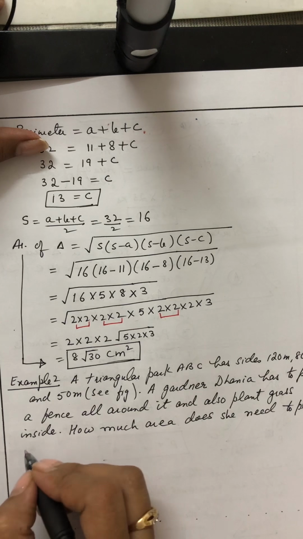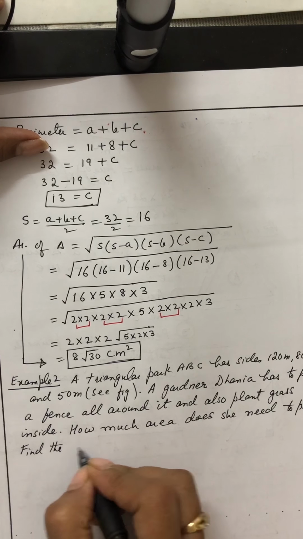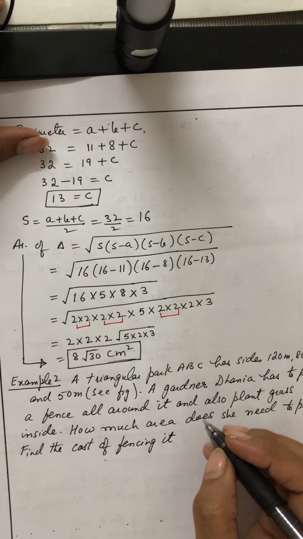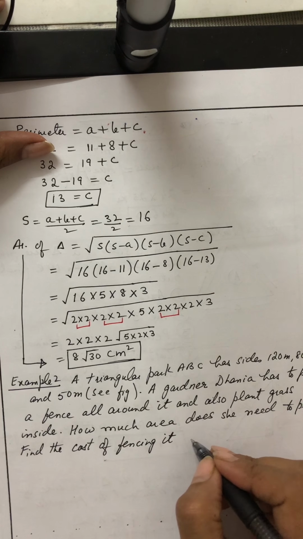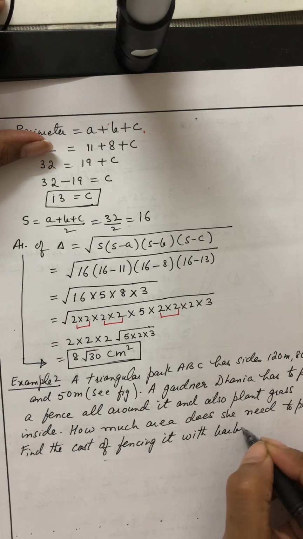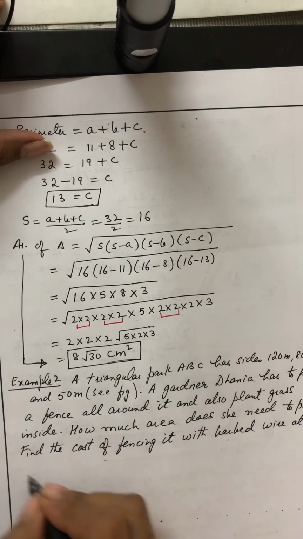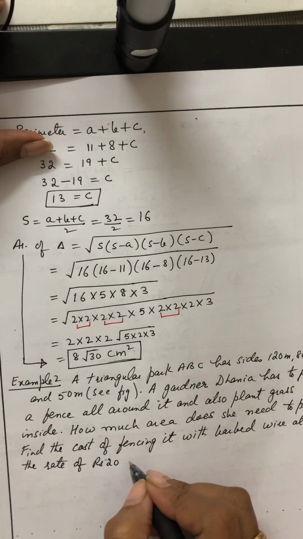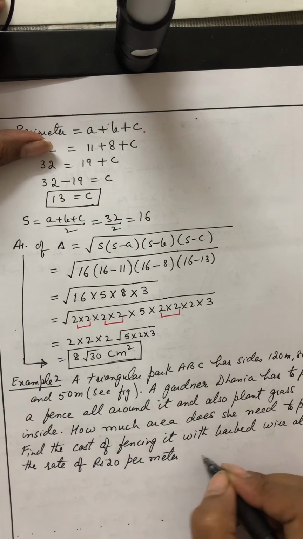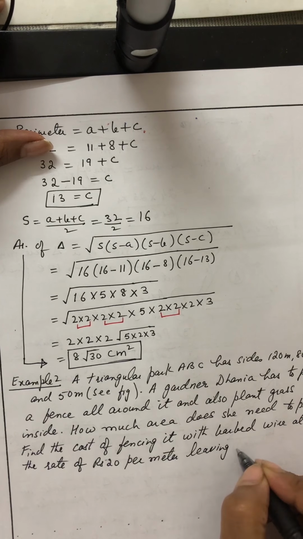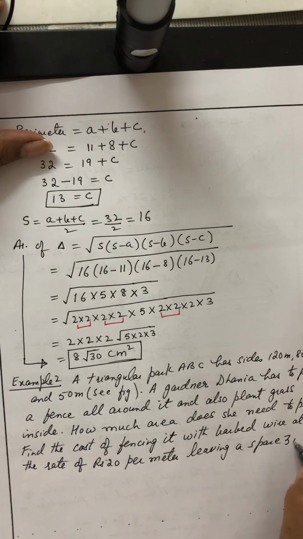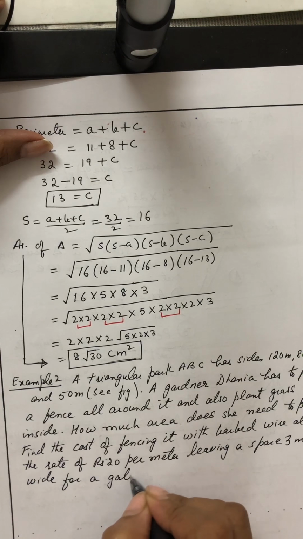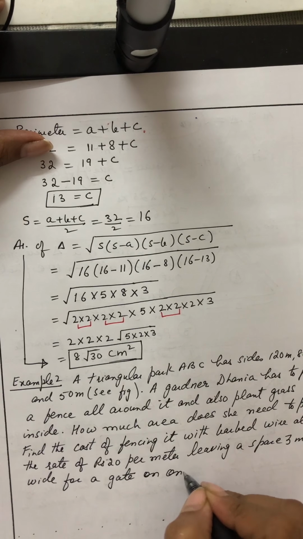Then find the cost of fencing it with barbed wire at the rate of rupees 20 per meter, leaving a space 3 meters wide for a gate on one side.